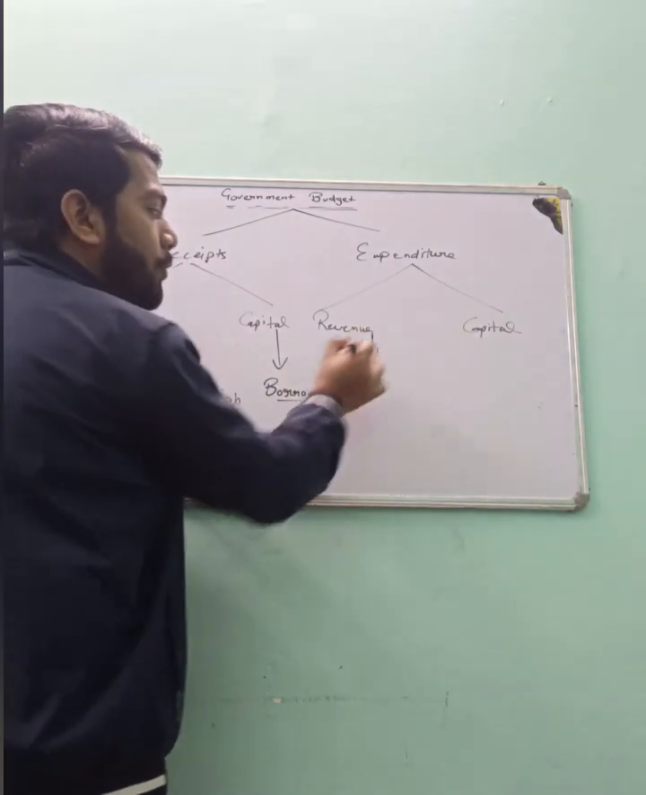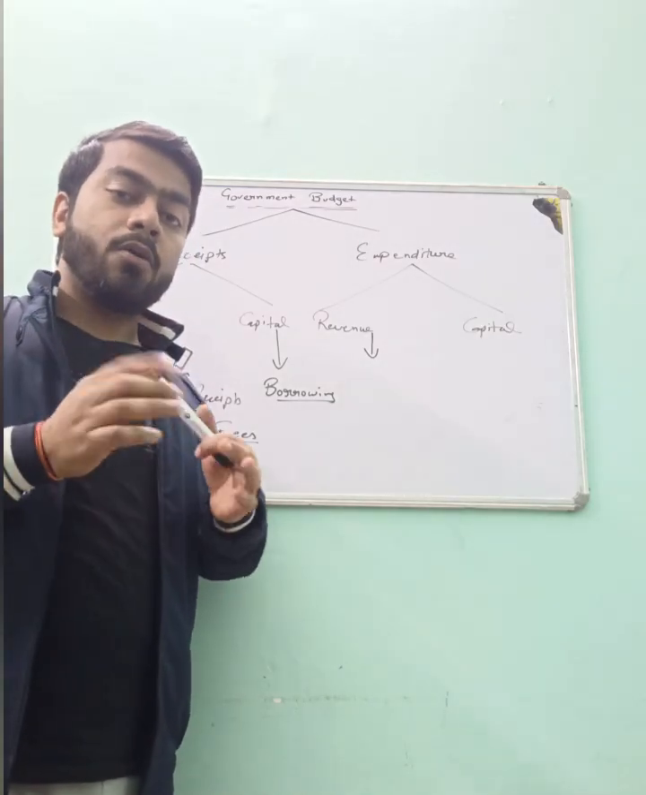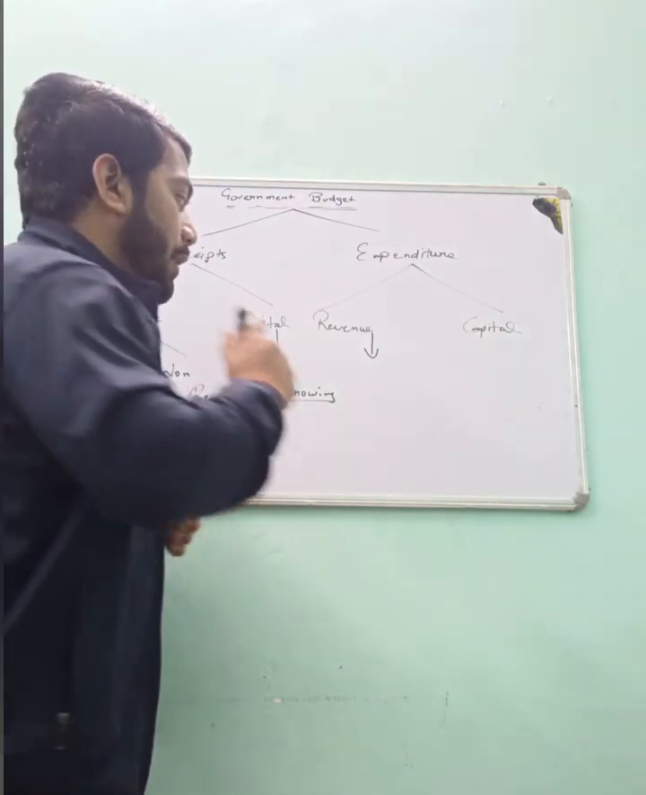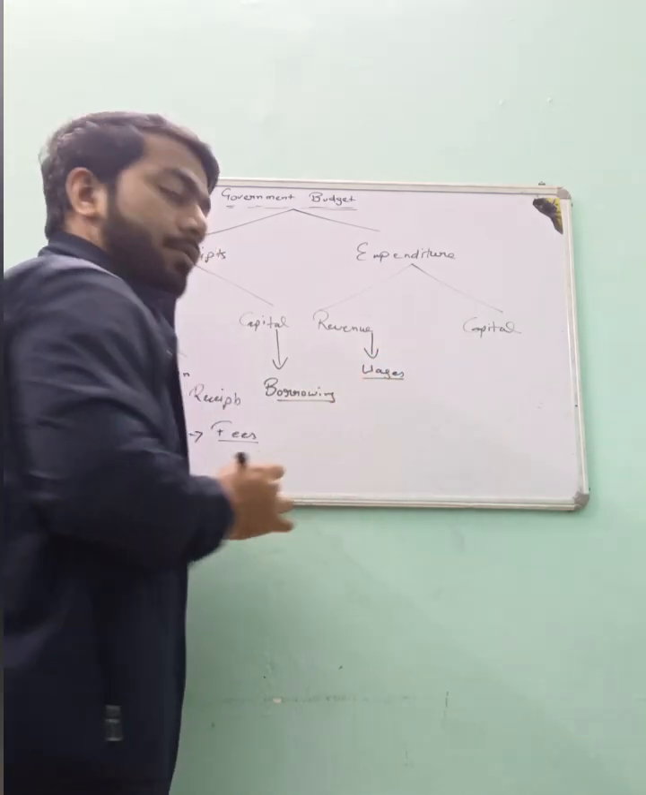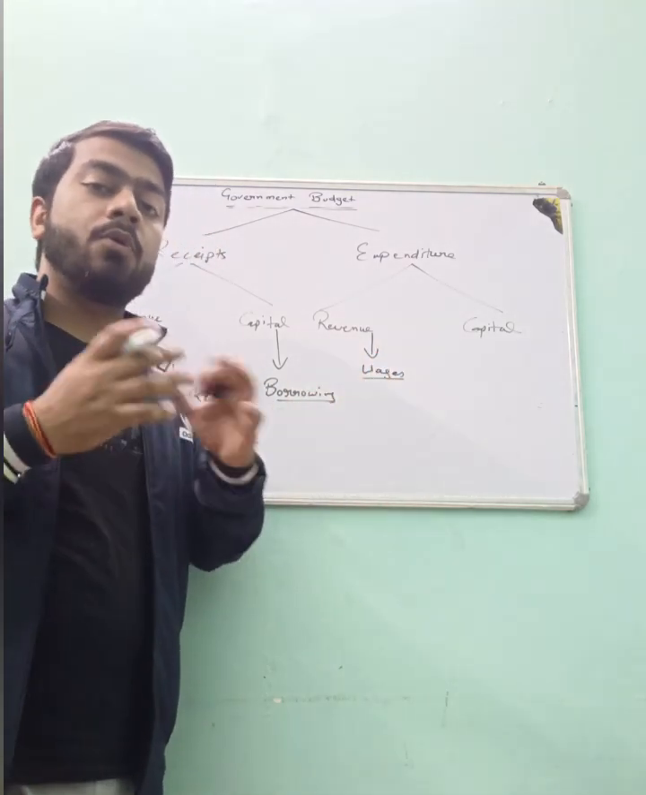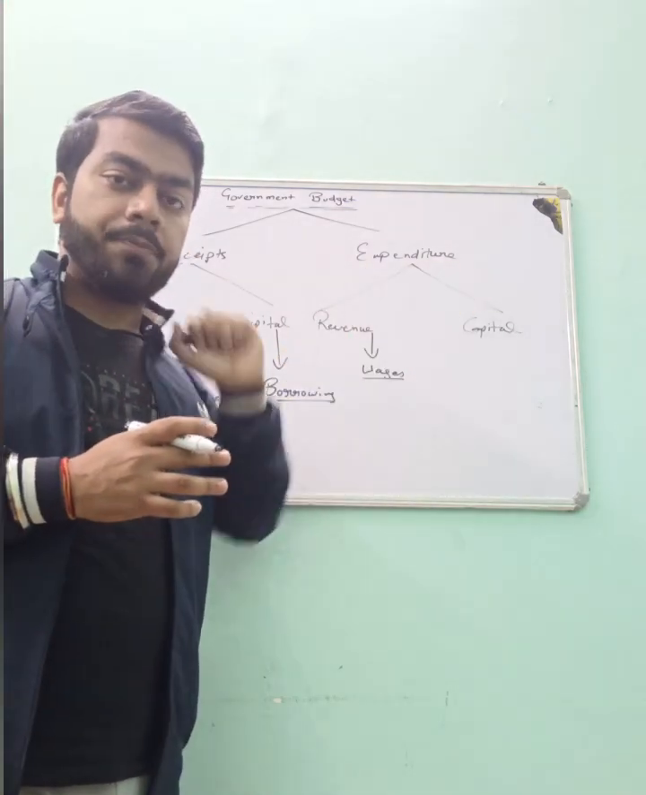Now we'll discuss revenue expenditure. Government is spending on a regular basis. For example, government is paying wages and salaries to the workers. So it is a type of revenue expenditure.